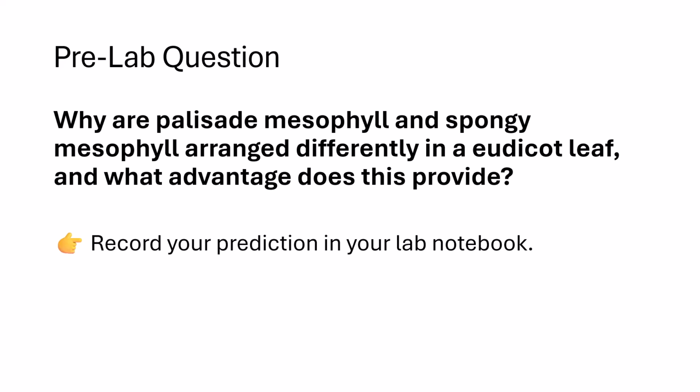Why are Palisade mesophyll and Spongy mesophyll arranged differently in a Eudicot leaf, and what advantage does this provide? Think about where light enters the leaf, where most photosynthesis occurs, and how gases must move in and out of the tissue. Record your prediction in your lab notebook before continuing.